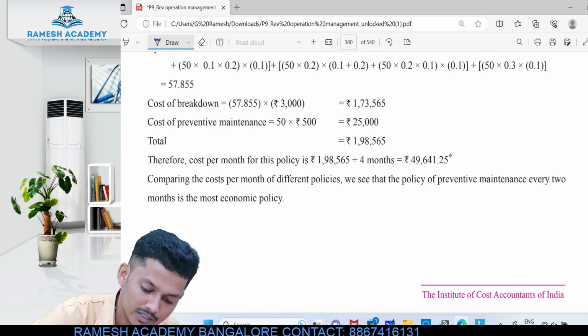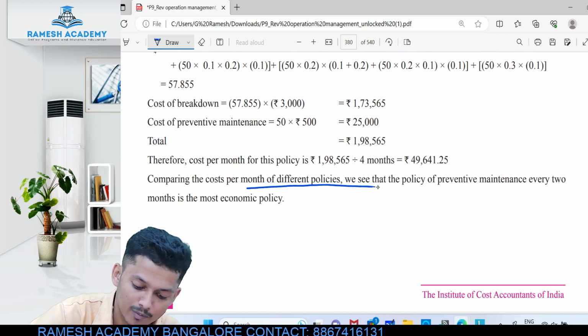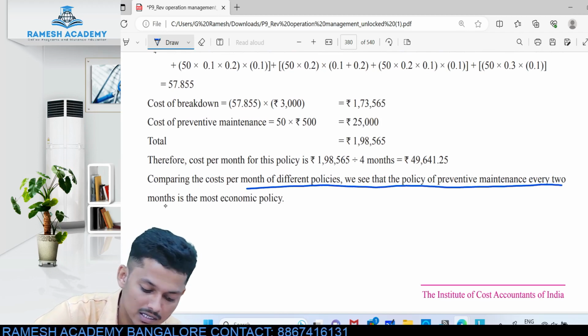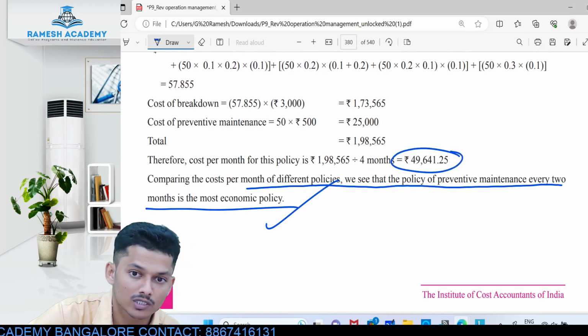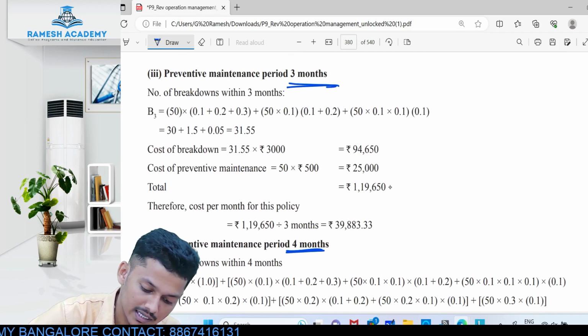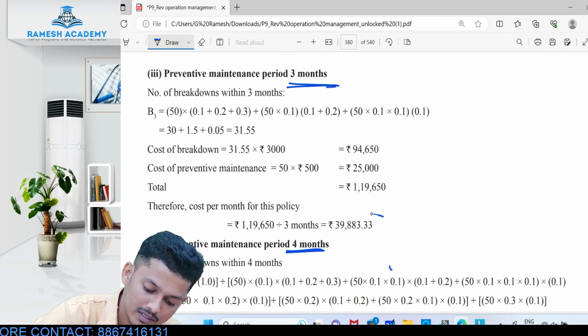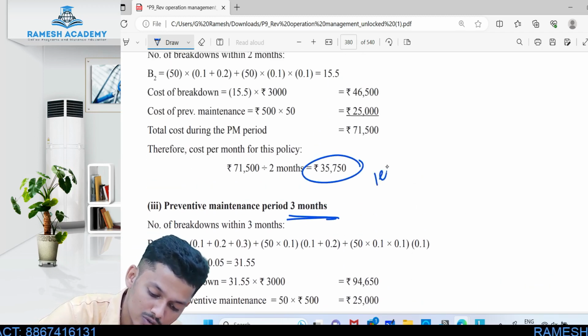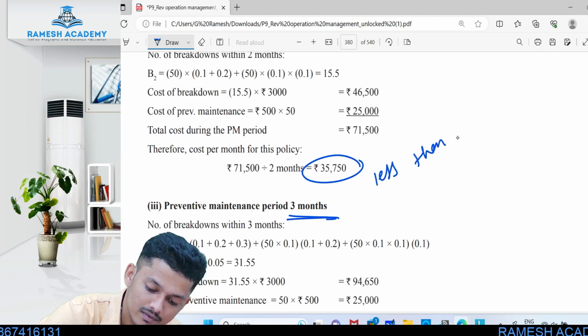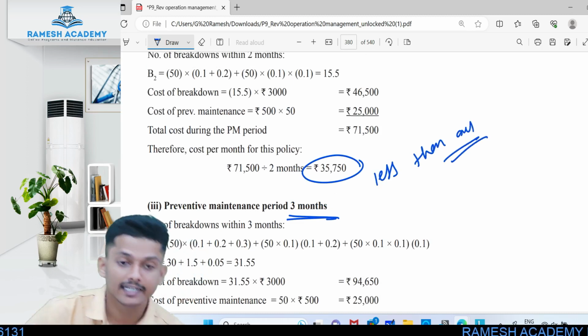Therefore the cost per machine for 4 hours. Comparing the cost per month of different policies, we see that the policy of preventive maintenance every 2 months is the most economical policy. Here it is 49,641. Here it is 39.883. Here it is 35. This is the least, no, less than all.